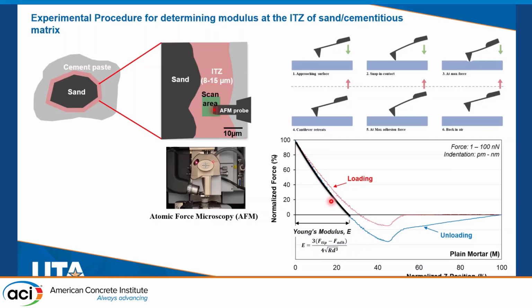And we use the initial linear part of this unloading curve to calculate the elastic modulus based on the DMT model. As I told you, F tip is the force applied on the tip. F adhesion is the adhesive force here at the bottom. R is the tip radius, which is calculated during the calibration process. So we have to calibrate the tip before all of this operation happens. And D is the indentation, which is marked by this arrow.